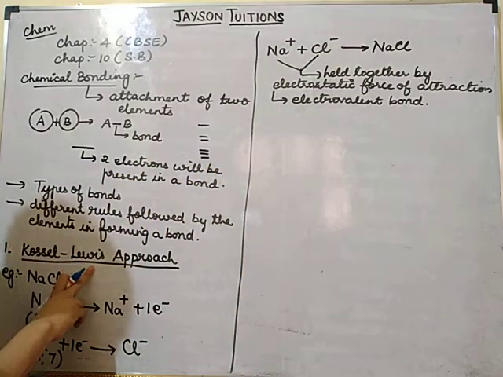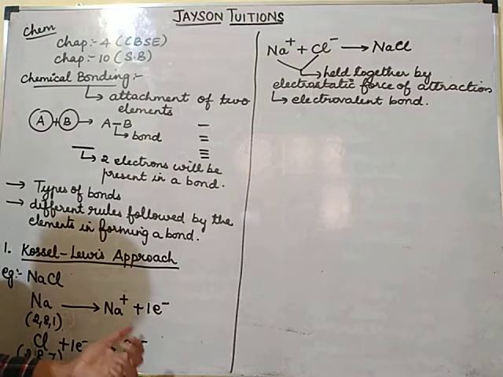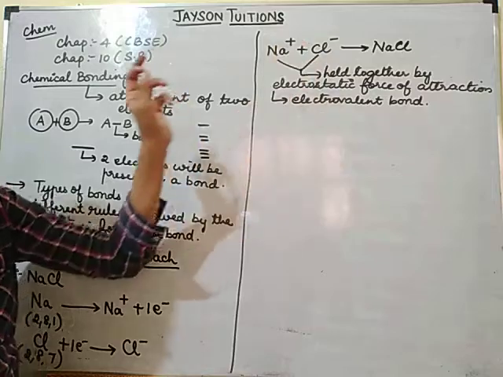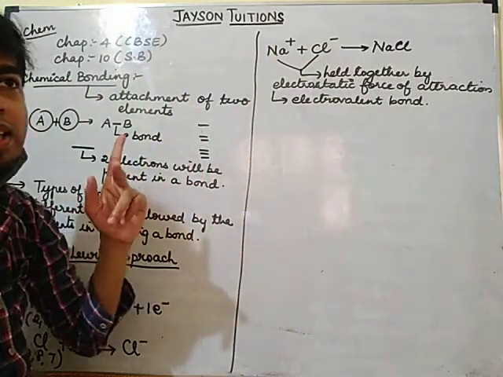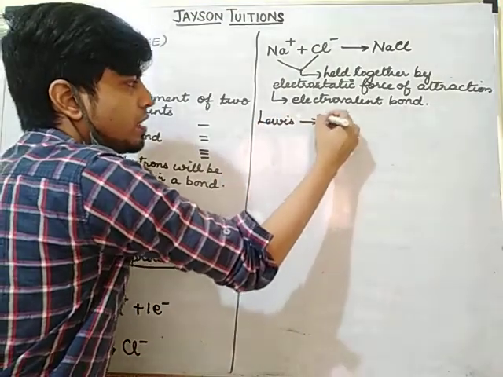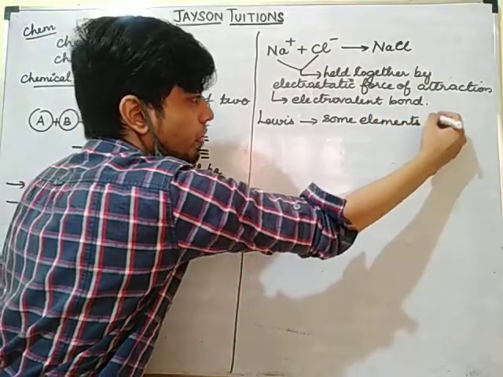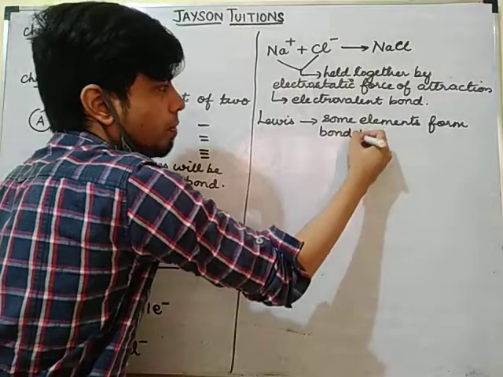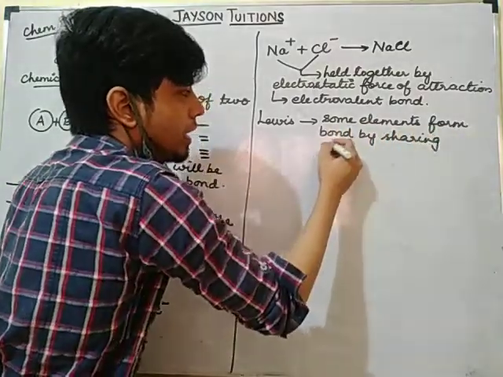Next came Lewis. Lewis told that all the elements will not form a bond by losing and gaining electrons. Some elements will form a bond by sharing the electrons. So what was told by Lewis? Some elements form a bond by sharing electrons.